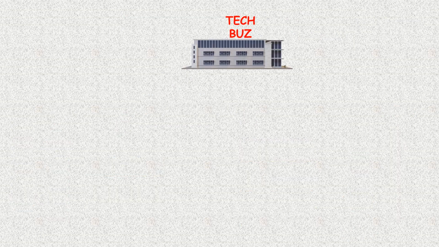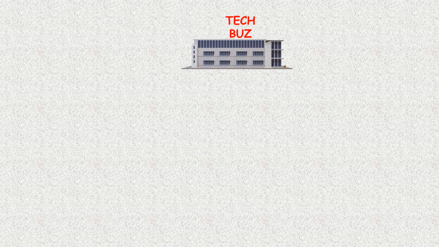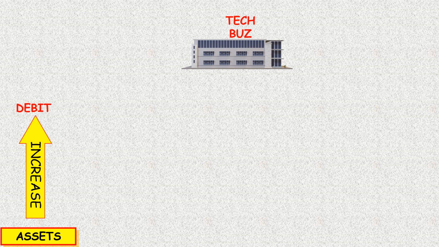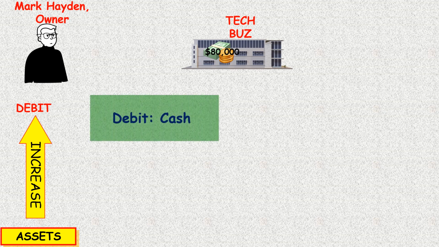Suppose that you are an accountant for TechBuzz. TechBuzz buys and sells IT equipment and provides repairs. So let's practice the rules for assets. We know that assets increase is debit. Here's an example. Mark is the owner of this business. A business usually needs cash, and the cash comes from the owner. And when TechBuzz receives this money from the owner, cash, which is an asset, increases, and we will debit that.